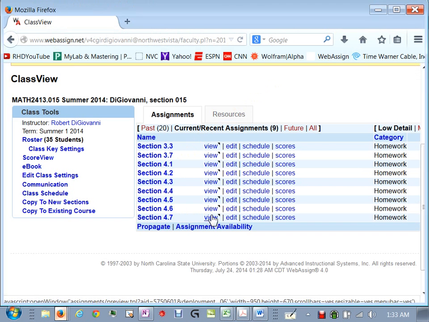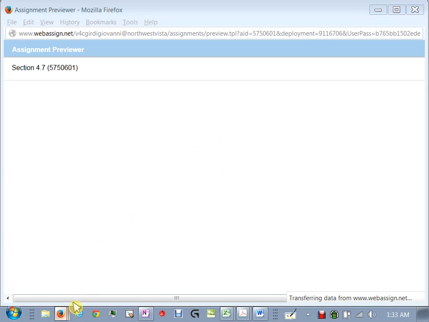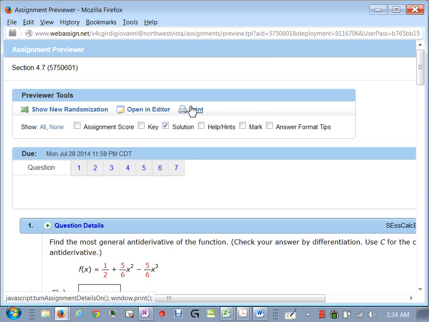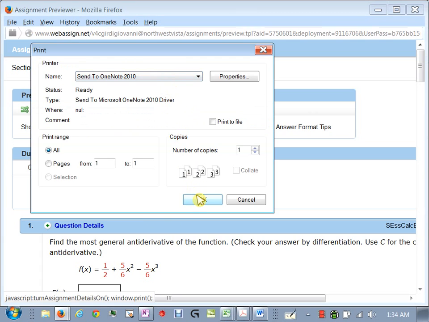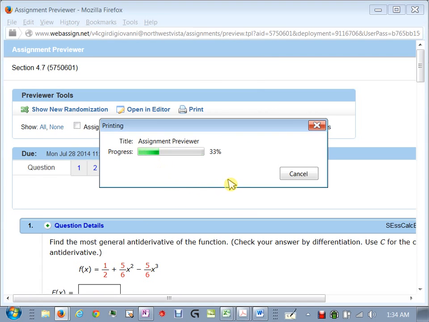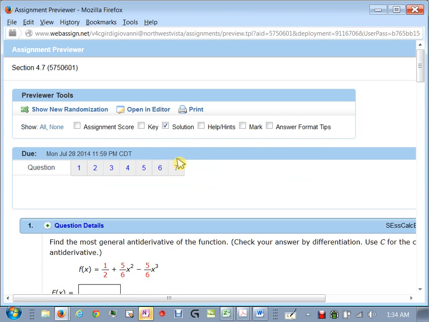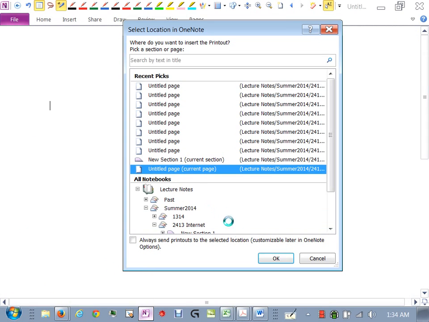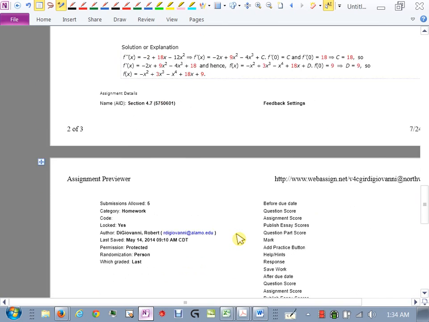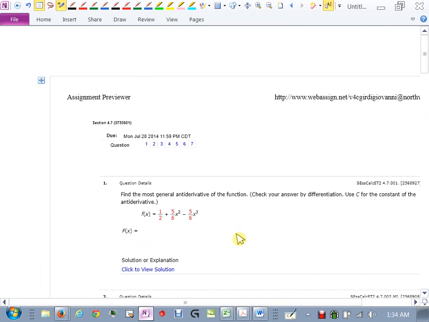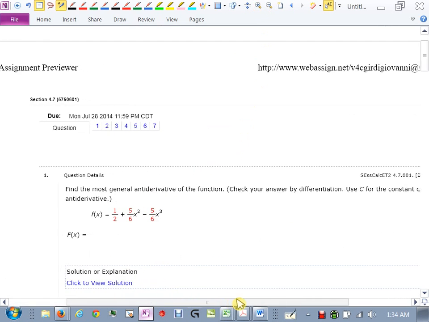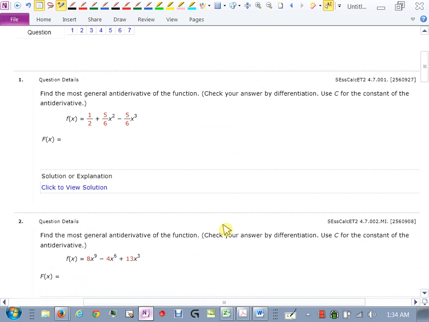Now for 4.7, let me bring this up. Close out 4.6. This is going to be the last section that we will have. Let me bring this in so I can work through things. All right, so here's 4.7.